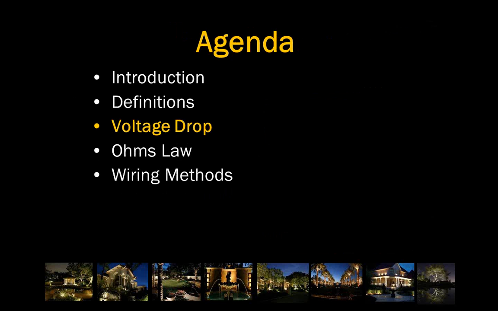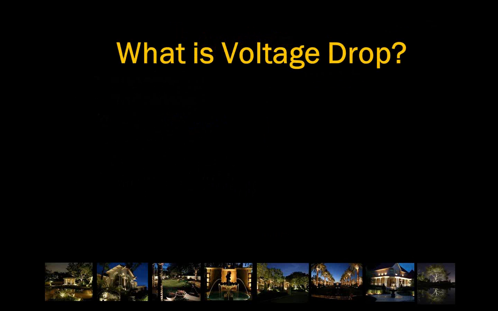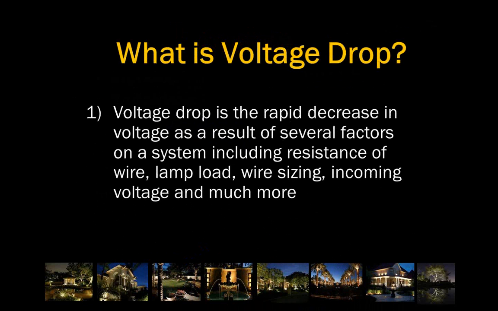So let's get a little bit deeper into voltage drop and talk about it. So what is voltage drop? Well, here's a long definition, but it's basically the rapid decrease in voltage as a result of several factors. To simplify it for this module, we'll talk about length. So much like an irrigation system, the further I get away from that first valve, I get pressure drops. So I get less pressure at the end of the line than I do at the beginning of the line.